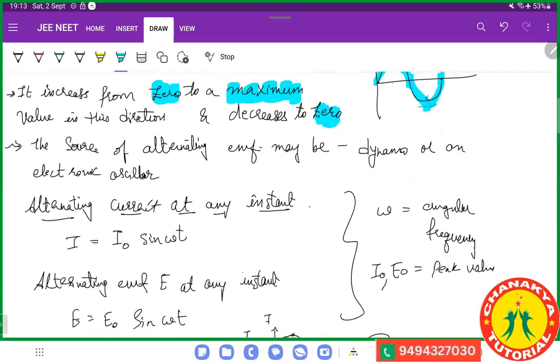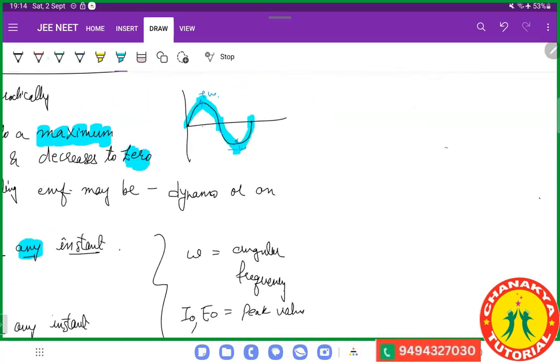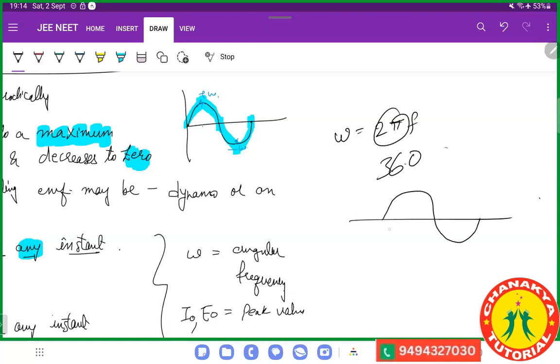Okay. So alternating current at any instant equals I naught sine omega t. Now, omega means 2 pi times frequency. 2 pi means 360 degrees. When it goes from here to here, it makes 360 degrees, from 0 to 2 pi.